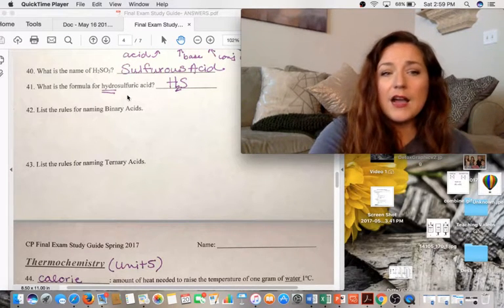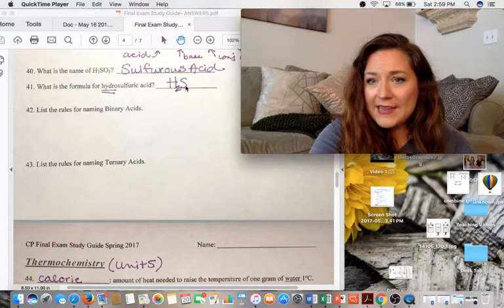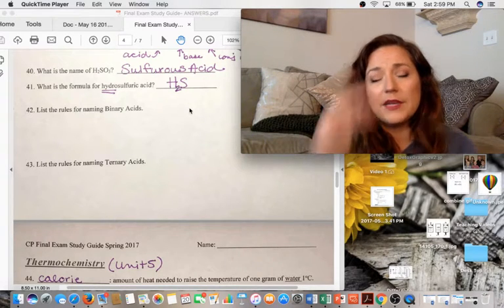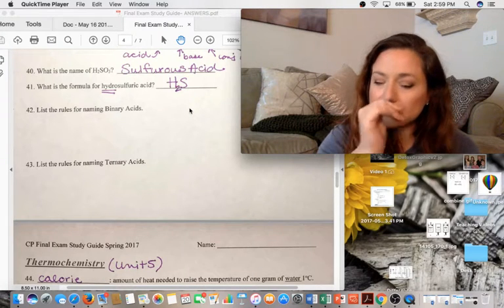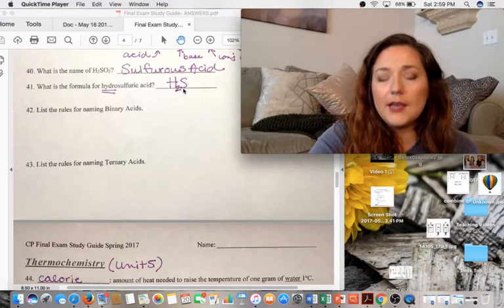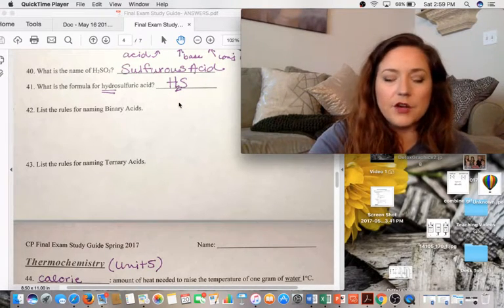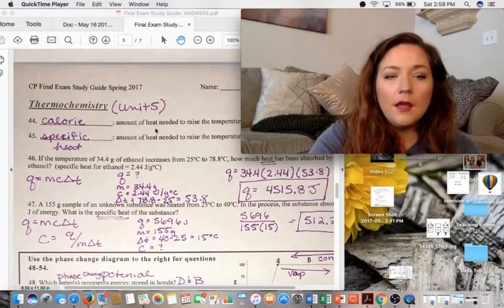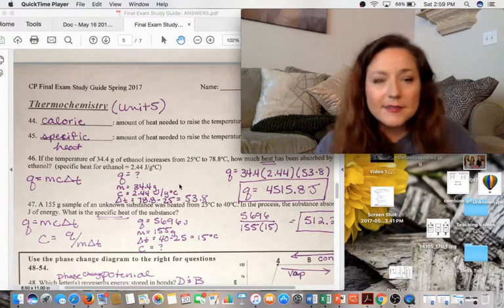So, hydrosulfuric acid. And H2S is going to be the correct chemical formula because remember that sulfur has a -2 ionic charge and hydrogen has a +1. So I need two hydrogens to make up that negative charge for sulfur. Remember, they have to be neutral. All right, here we go. Almost done, guys.